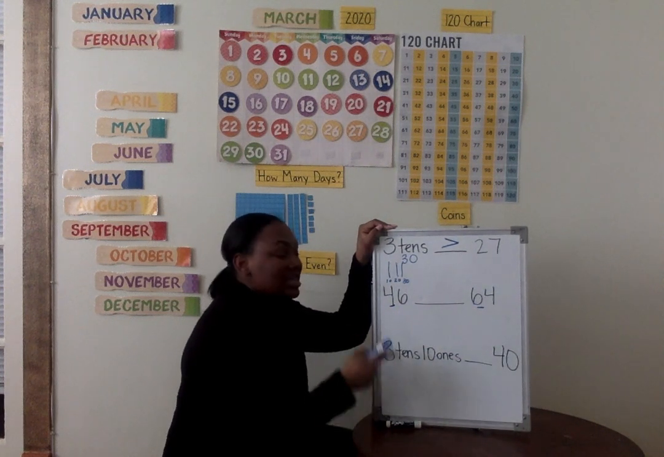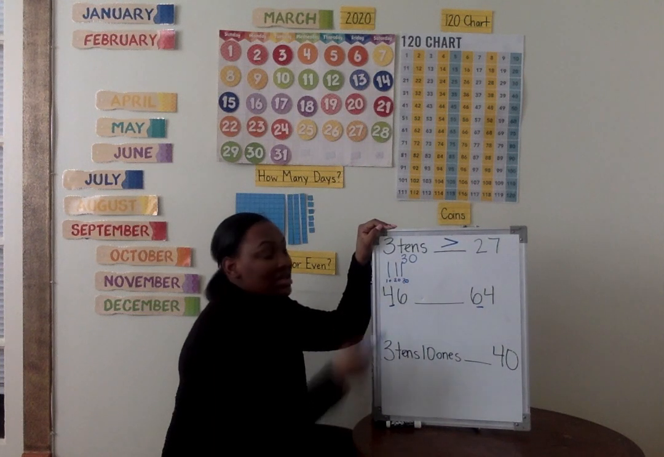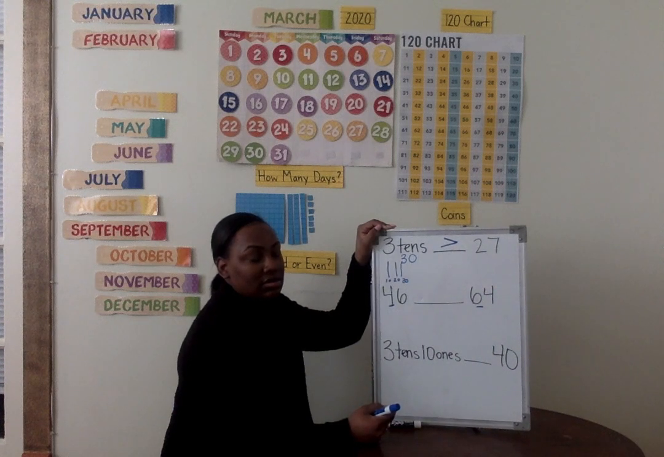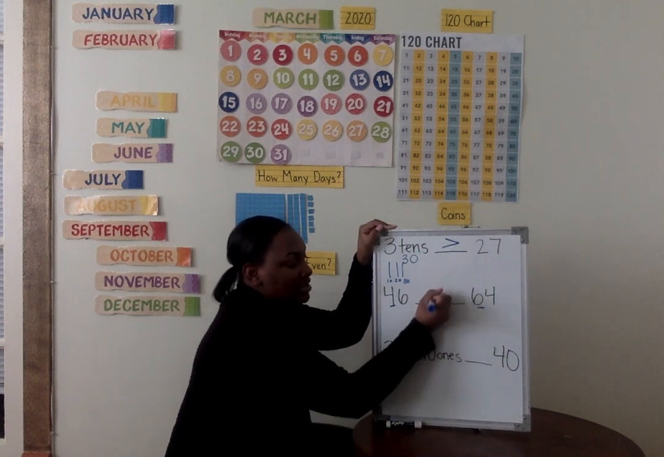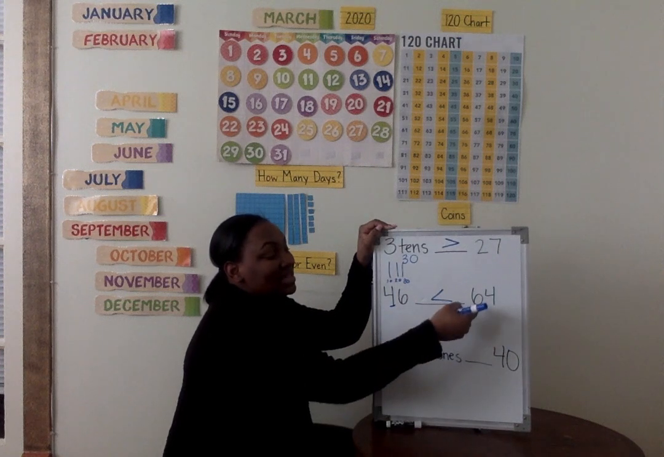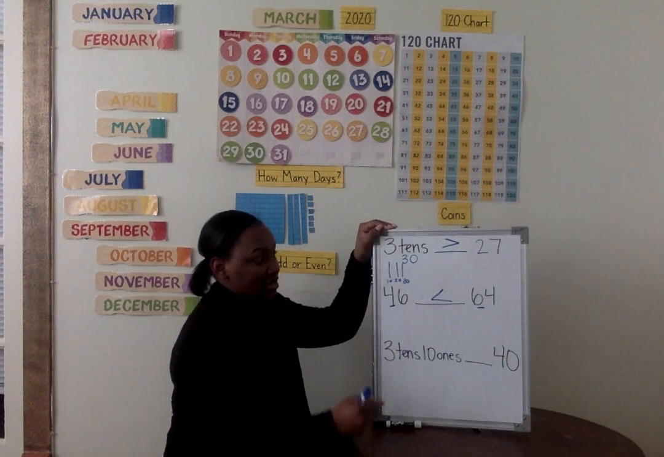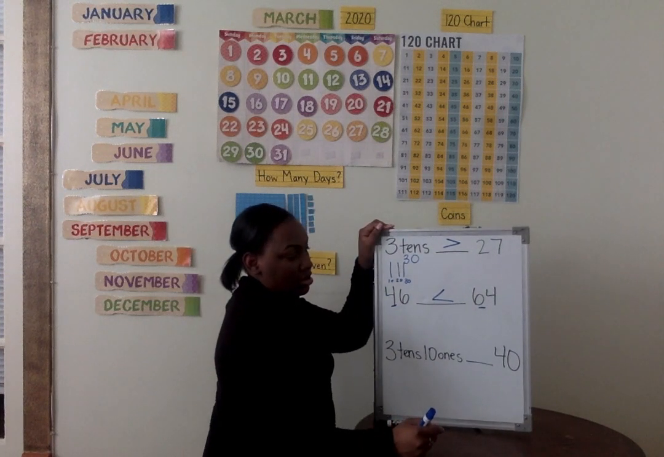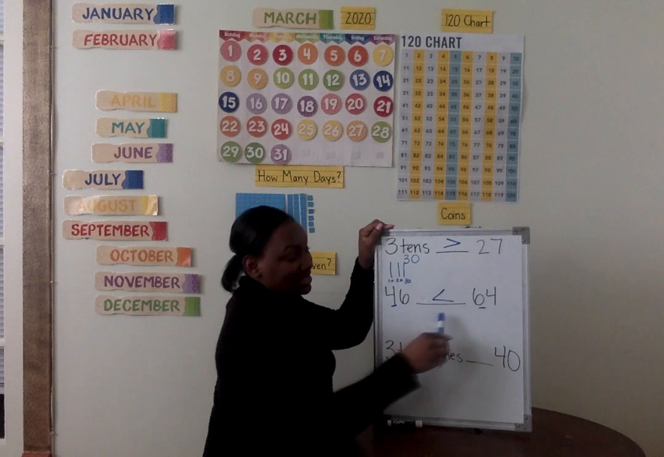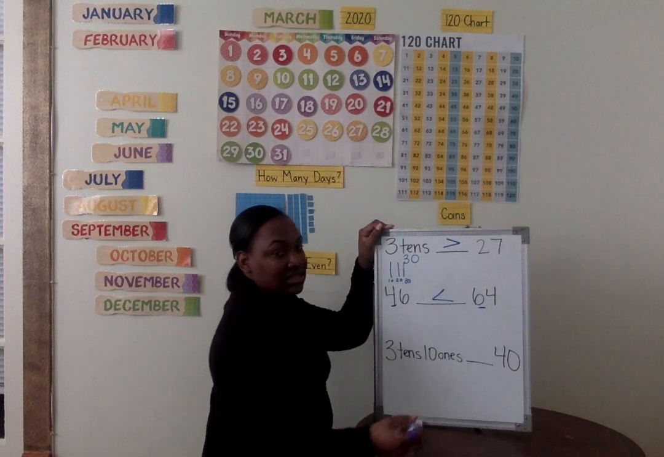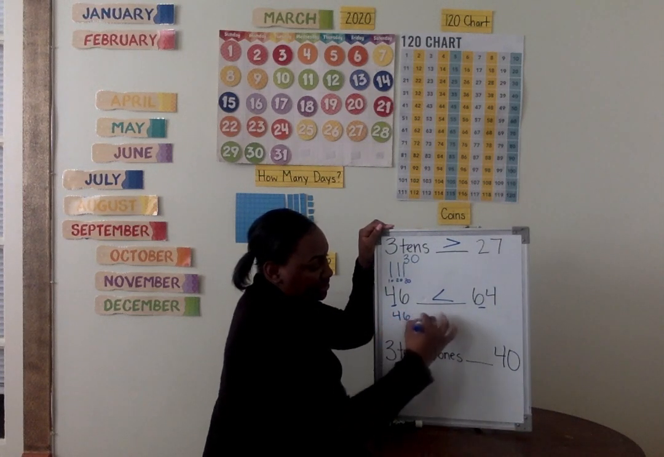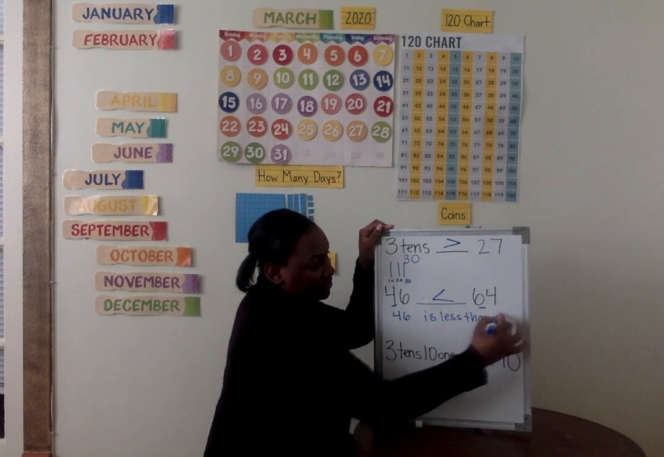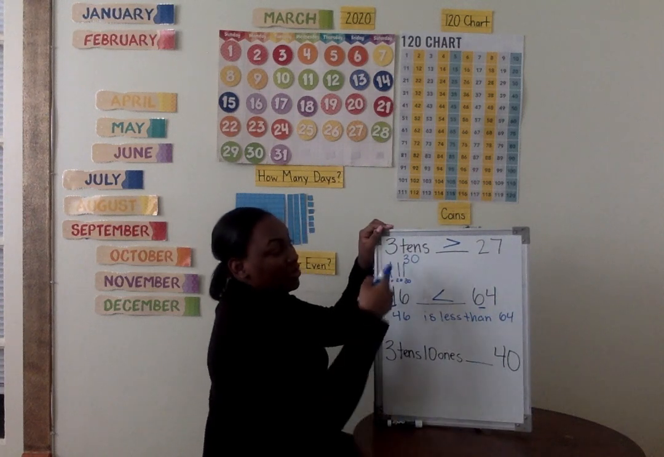Oh, 6 tens is bigger than 4 tens. So the alligator mouth is going to want to eat the number 46 or the number 64? Kiss your brain. He definitely wants to eat the number 64 because 6 tens is bigger than 4 tens. So if we were to read this left to right, what would it say? 46 is less than 64. I'm going to go ahead and write that. 46 is less than 64.